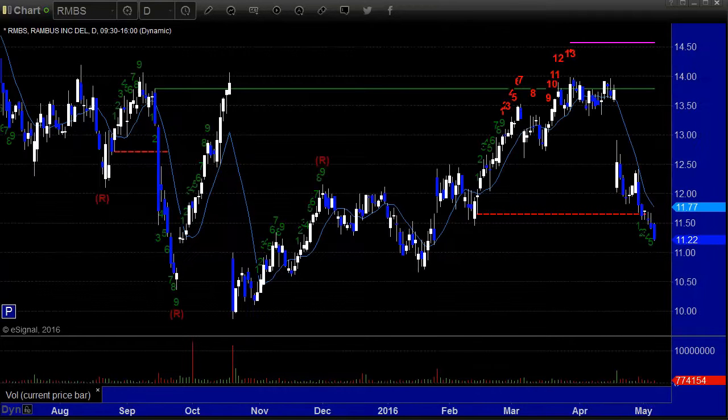Take a look at Rambus. The sell signal is basically the high print back in March, and here we are, and it's basically hitting that red line. It's essentially fulfilling what it needed to. So this is the end of that trade. It did well. Big winner in Rambus.